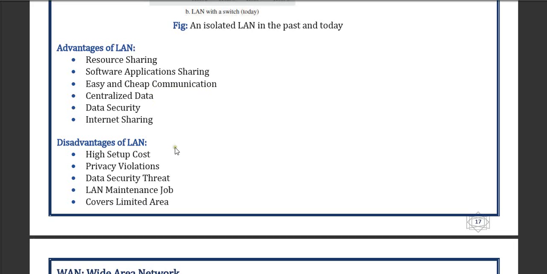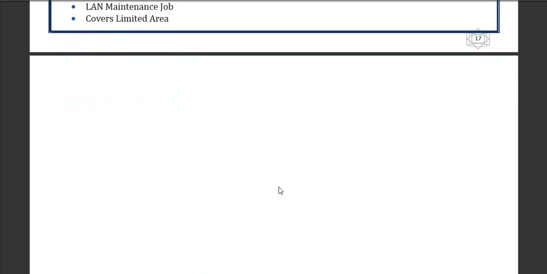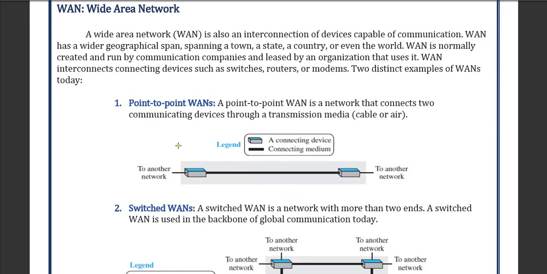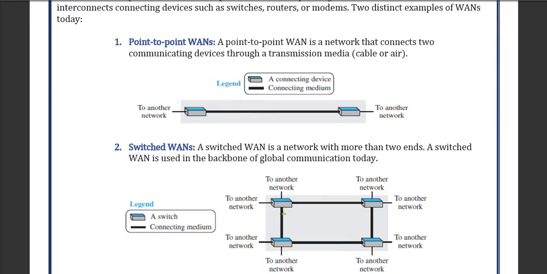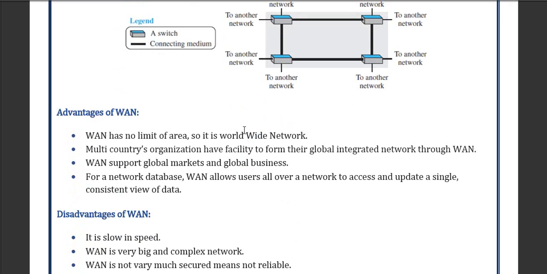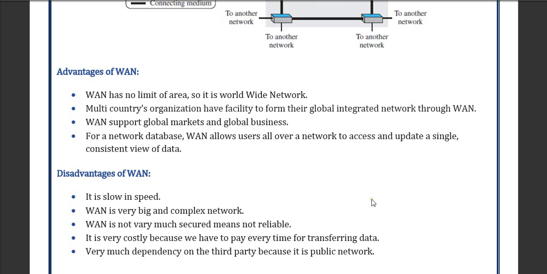The advantages and disadvantages of LAN are given below. Now here we have the wide area network, which is WAN, and in the WAN section we have point to point WANs and switch WANs. In point to point, the connection is from one point to another point, which is known as a point to point connection. In the switch network, there is switch 1, switch 2, switch 3 and switch 4, and those switches are connected with each other, which is known as the switched wide area network. The advantages and disadvantages of WAN are given below.